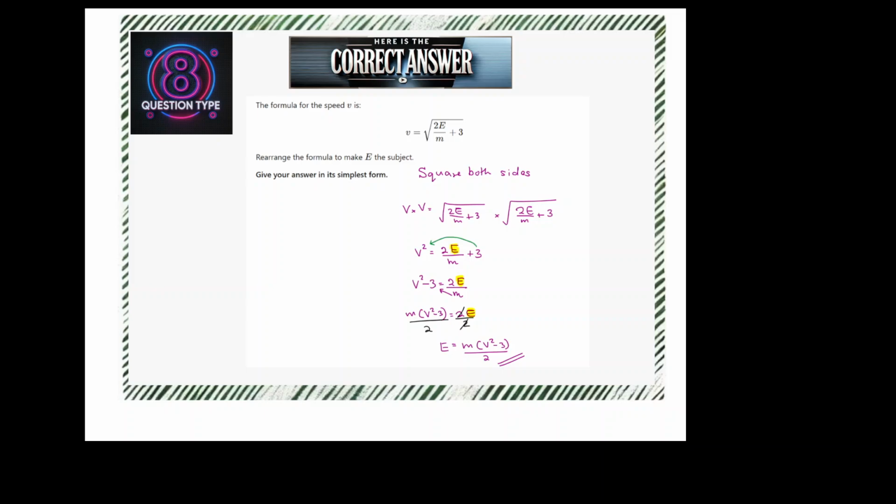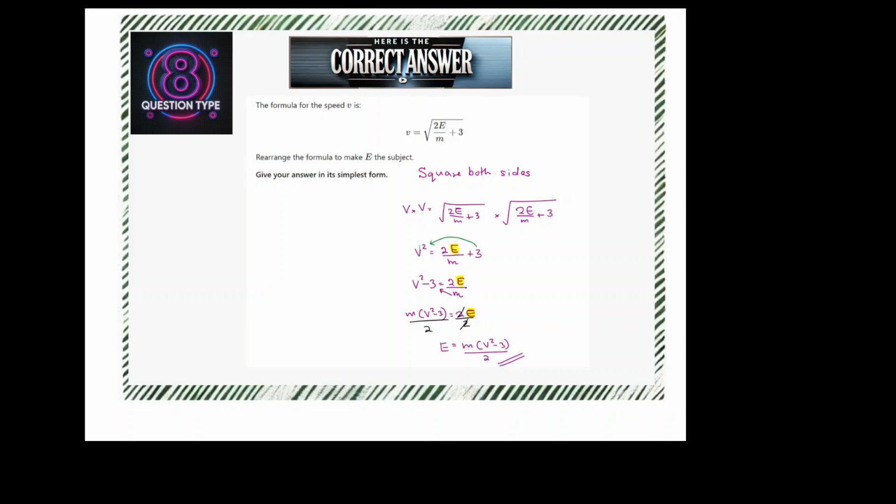So square both sides. V times V is equal to root 2E over M plus 3 multiplied by itself. So you get V times V, which is V squared, is equal to 2E over M plus 3. So the whole root cancels out. Now I need to make E the subject. So let's get rid of the 3 first. Move the 3 to the left hand side. V squared take away 3 equals 2E over M.